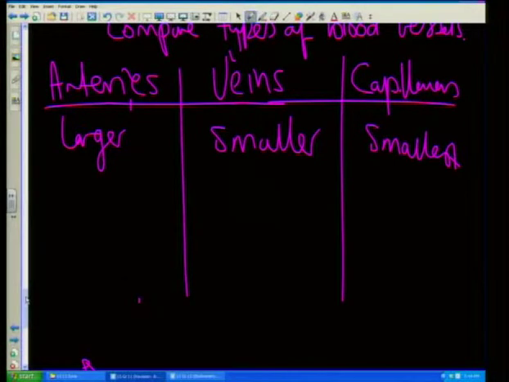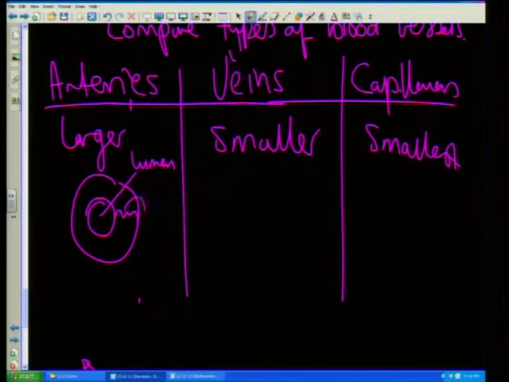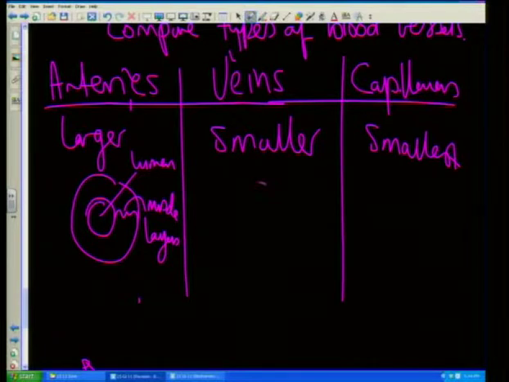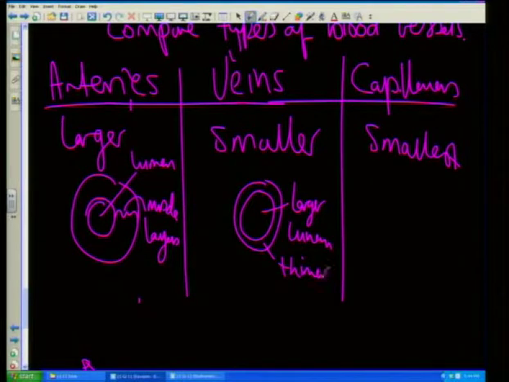Arteries are larger, the veins are slightly smaller, and the capillaries are the smallest. If we look at the artery, it's got a smaller lumen, but it's got a thicker muscle layer. Whereas your veins have a larger lumen. The overall structure is smaller, and it has thinner muscles. Thinner muscle layer.